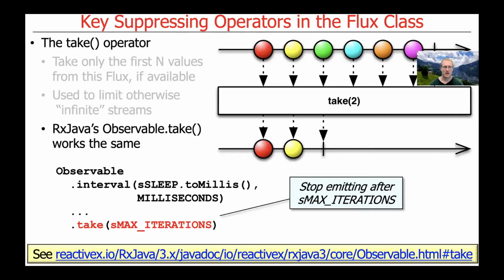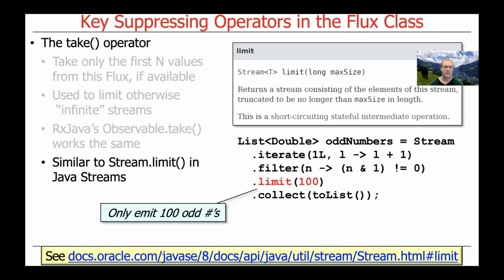RxJava has essentially the same basic idea. It's going to have a mechanism where you can use take to limit the number of elements that flow through as well, very much exactly like what we see here with Project Reactor. So RxJava and Project Reactor have the same sort of take method that does the suppression. Both these methods, again, are very similar to a method that's in the Java Streams framework, and that's the limit method. So Project Reactor and RxJava call it take, Java Streams calls it limit, same basic idea.